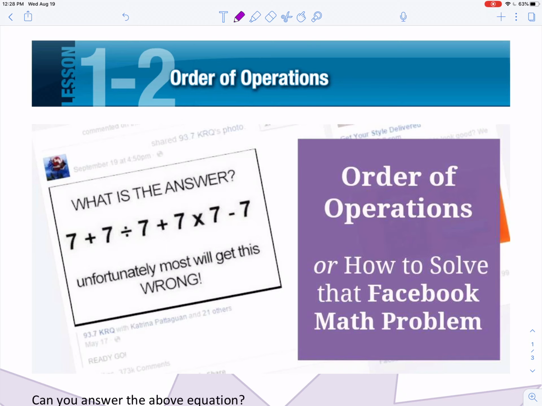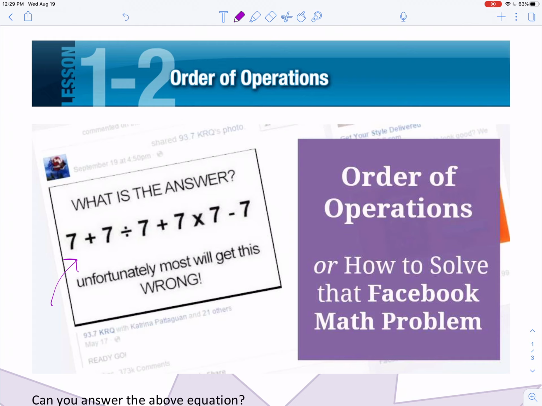I don't know about you guys, but a lot of my friends and family love to tag me in these annoying Facebook problems like this, where it says, "What is the answer?" Unfortunately, most will get this wrong. And the reason I say they're annoying is because most get it wrong, because they're not following order of operations.